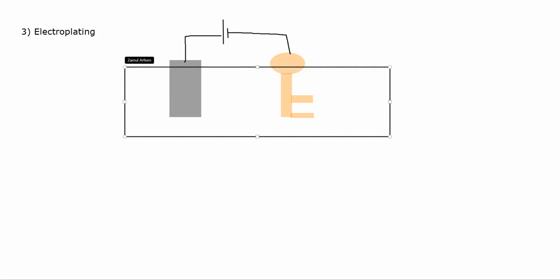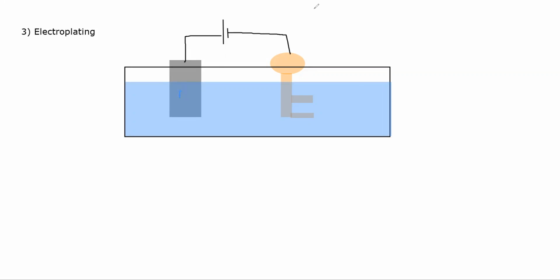The electrolysis chapter we discussed. So we will connect it with a battery, the negative terminal. The cathode is the object which we want to plate, and the anode is the material which we want as a layer. For example, if I need a silver layer, it should be made up of silver. If I need a copper layer, it should be made up of copper. And the electrolyte should be a salt.